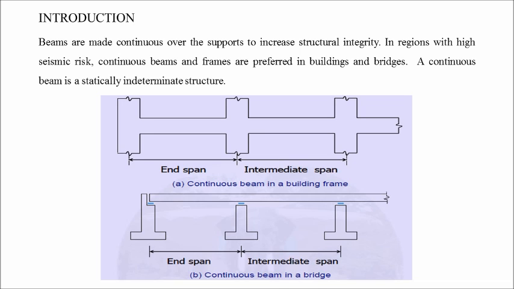The diagrams show end spans and intermediate spans. In the first diagram, diagram A, building structures are shown. What are the beams we are using? One example is shown. Diagram B shows a continuous beam in a bridge. How do we use a continuous beam in bridges? It is presented in the diagrams in between.